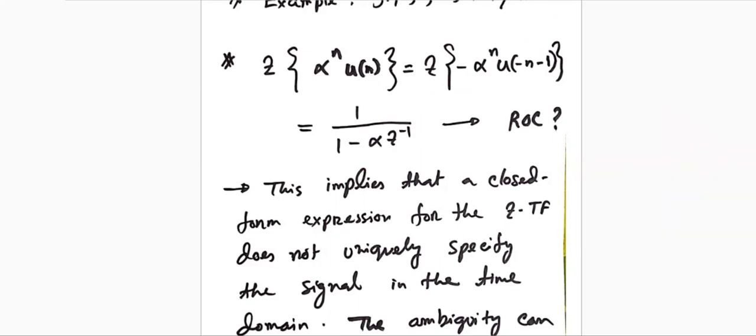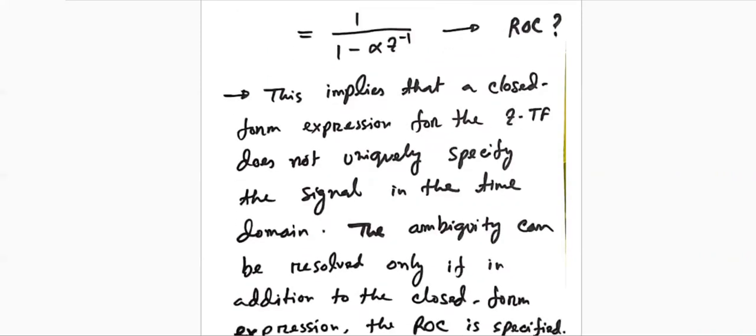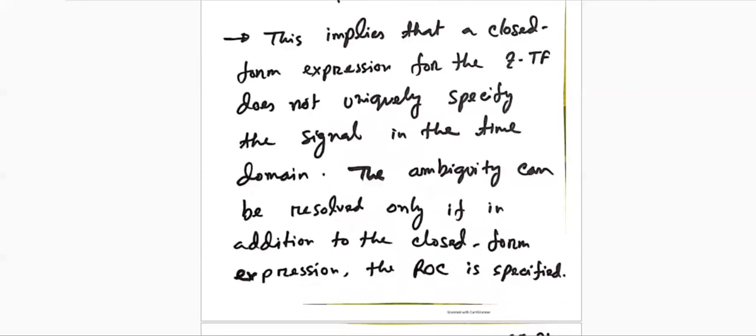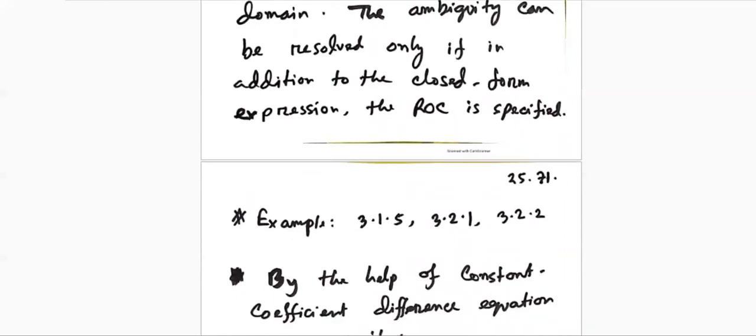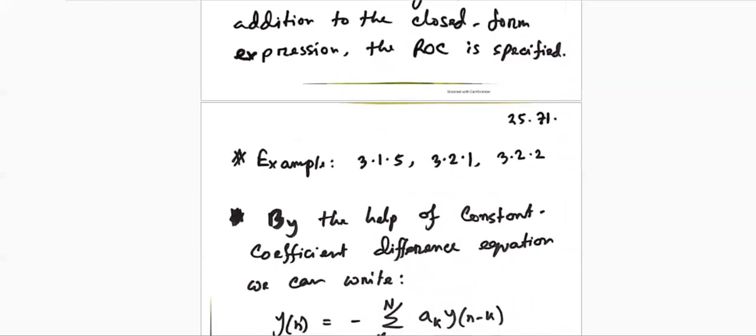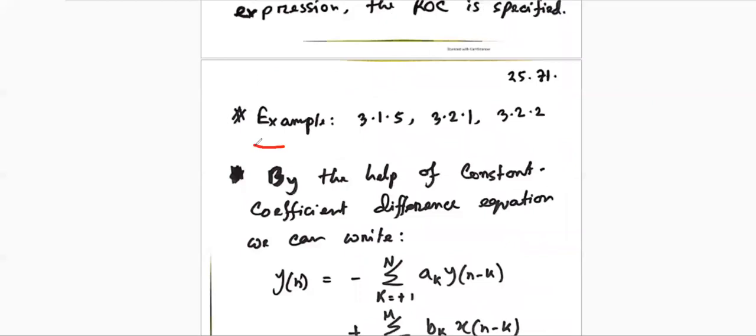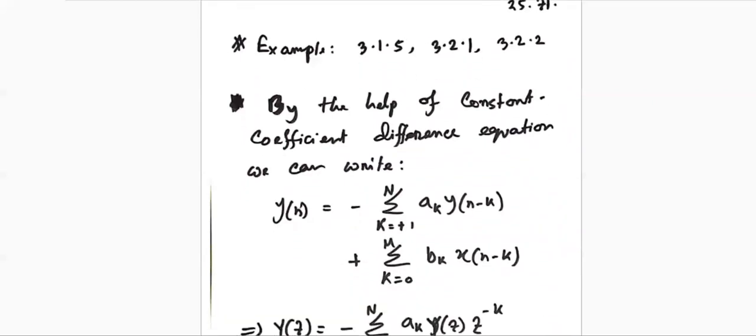So the motivation of this example is to show that only the mathematical expression is not enough. We need both the ROC and the mathematical expression to get back to the original time domain sequence. And that is true for all Z transforms. I have written those things here, so you can go through this and you will find it very simple. The examples are given, so please go through all the examples in the book. They are very helpful.